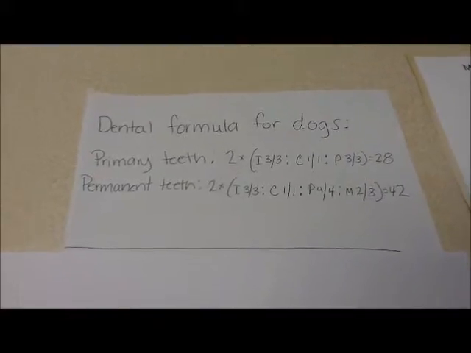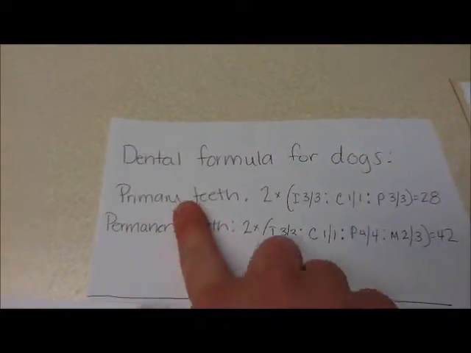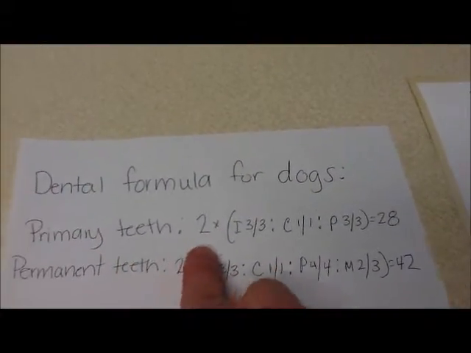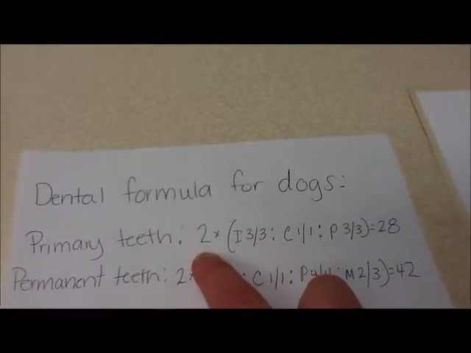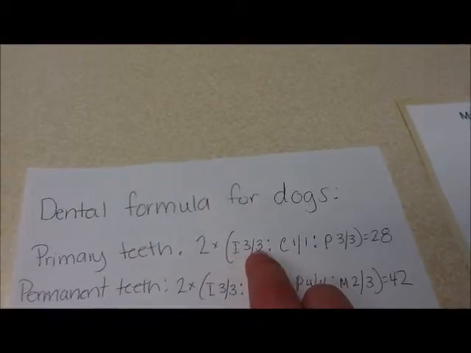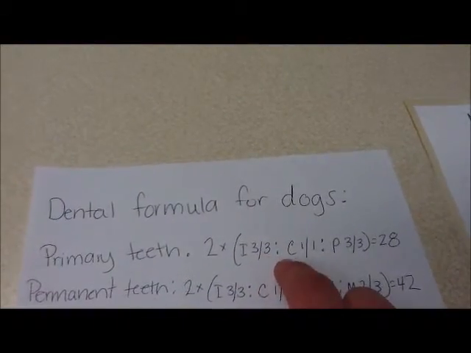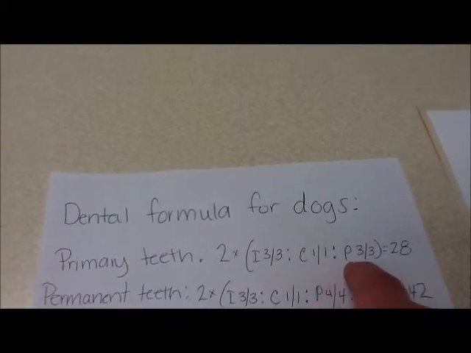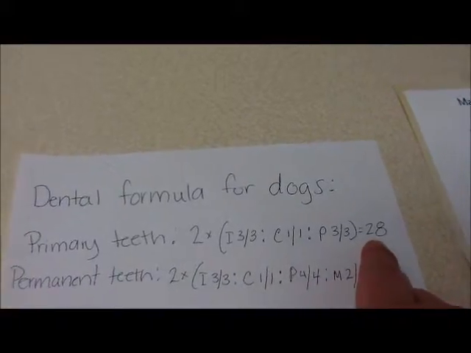This is the dental formula for dogs. For primary teeth here, you're going to multiply it by 2 for top and bottom. Incisors, you'll have 3 on the left side, 3 on the right side. Canines, you'll have 1 and 1. And premolars, there's 3 and 3, for a total of 28 teeth.